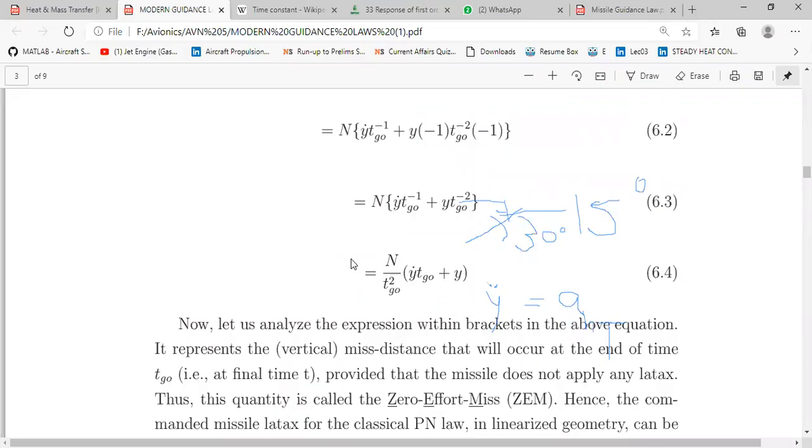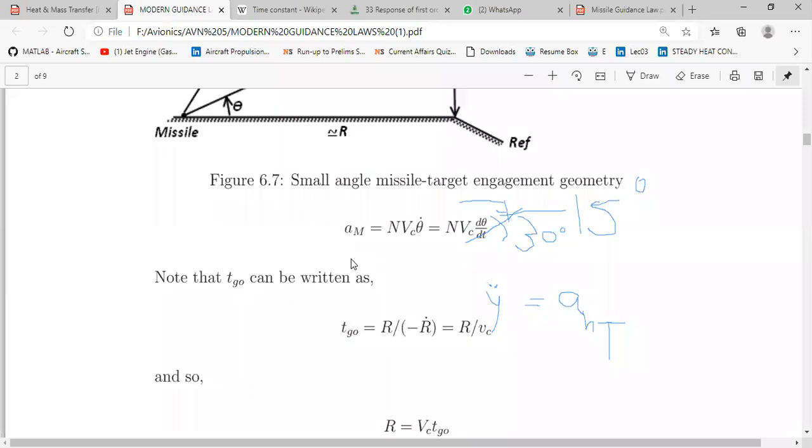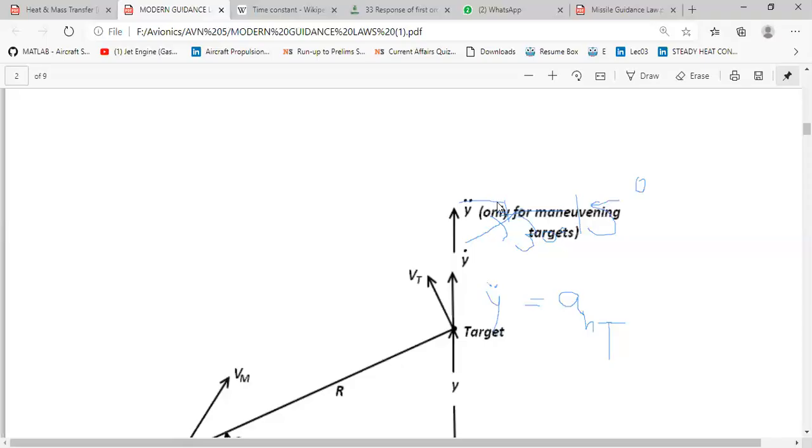See here, in proportional navigation, what is the difference here? In proportional navigation, this Y double dot will be 0. Only we are dealing with the vertical separation distance and the target velocity. We are assuming that there is no maneuvering in the target. If the target is maneuvering quickly, then acceleration will come into the picture. Here we are assuming that velocity is constant and acceleration is 0. That is for proportional navigation.